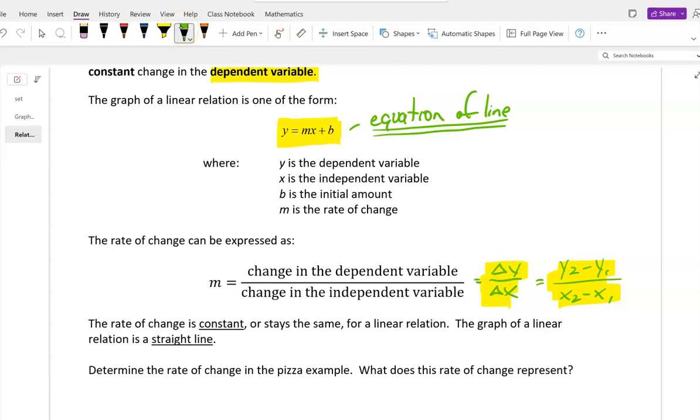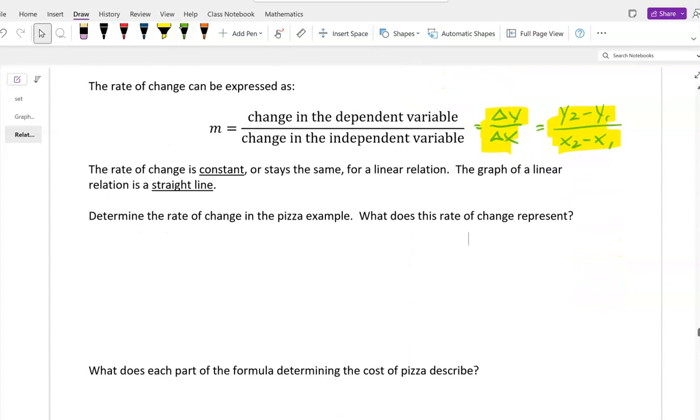The rate of change is constant or stays the same for a linear relationship. That's why it will form a straight line. So determine the rate of change in the pizza example. Okay, this is what we wrote, $12 plus 0.75 N. I'm just going to switch these two around and write it in this form, 0.75 N plus 12. And then I want you to compare it to the equation of a line.